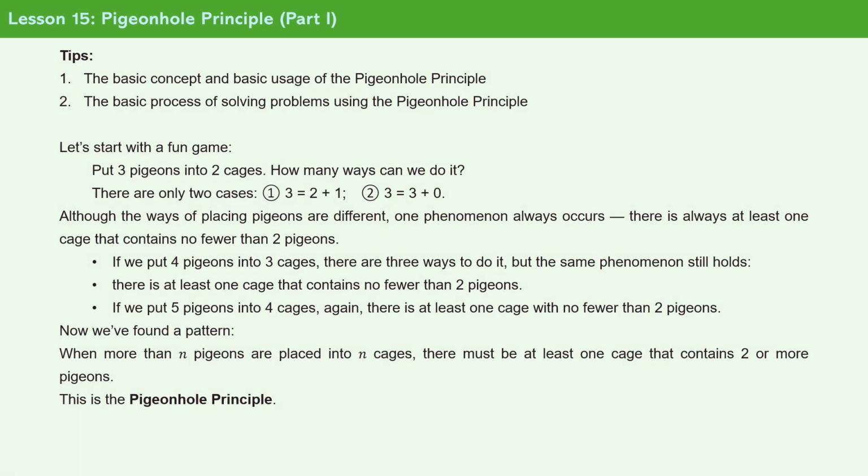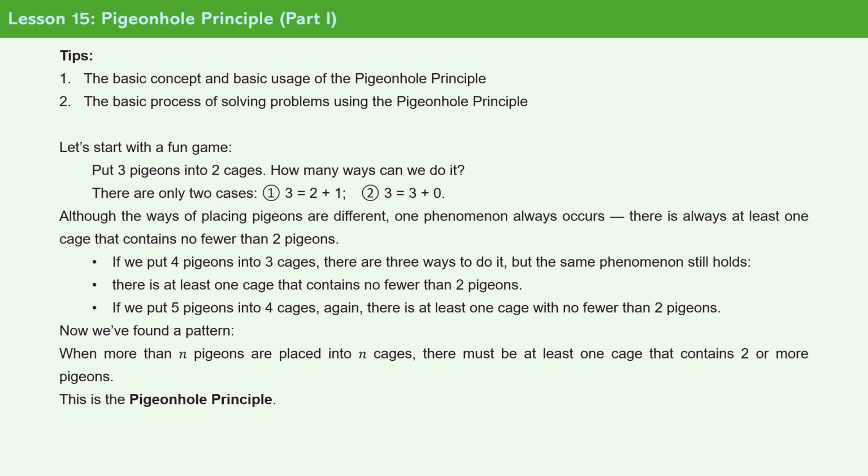Let's start with a fun game. Put 3 pigeons into 2 cages. How many ways can we do it? There are only 2 cases as following. Although the ways of placing pigeons are different, one phenomenon always occurs: there is always at least one cage that contains no fewer than 2 pigeons.